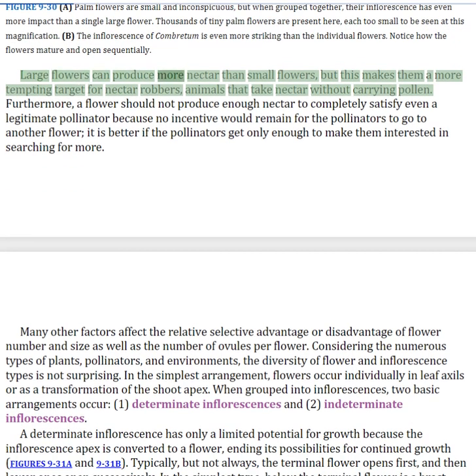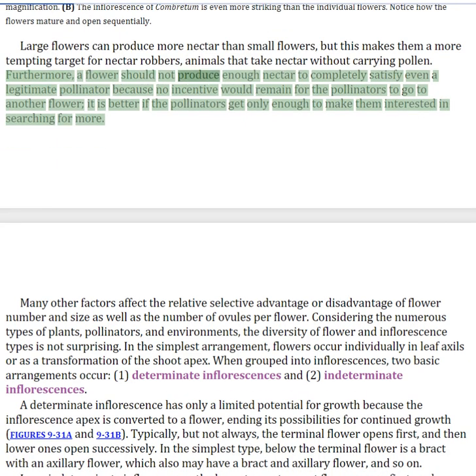Large flowers can produce more nectar than small flowers, but this makes them a more tempting target for nectar robbers, animals that take nectar without carrying pollen. Furthermore, a flower should not produce enough nectar to completely satisfy even a legitimate pollinator because no incentive would remain for the pollinators to go to another flower. It is better if the pollinators get only enough to make them interested in searching for more.